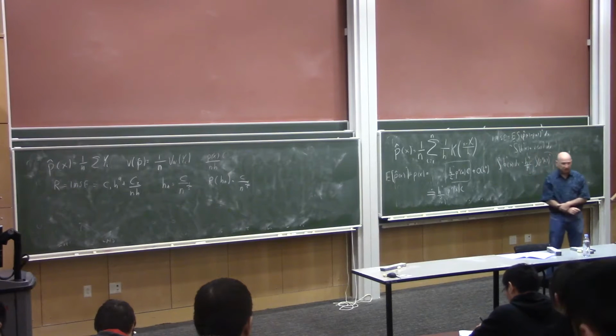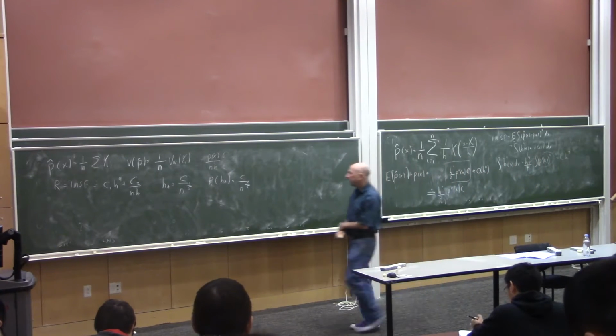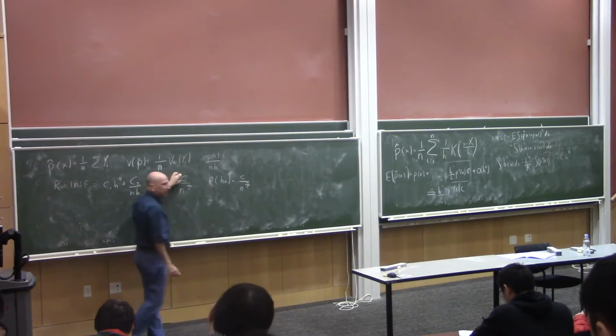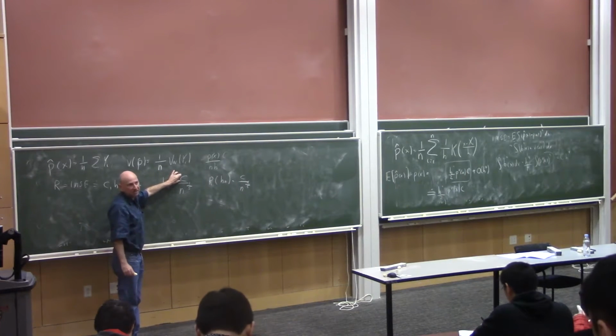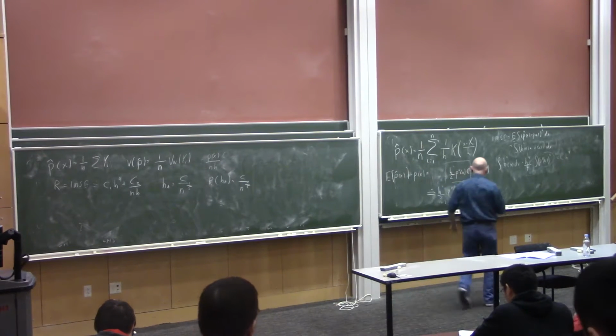Now, does this actually tell us how to pick the bandwidth in practice? It does not. Why? Because I keep writing constant here. That constant contains a lot of stuff. Among all the stuff that's contained in the constant is this thing.